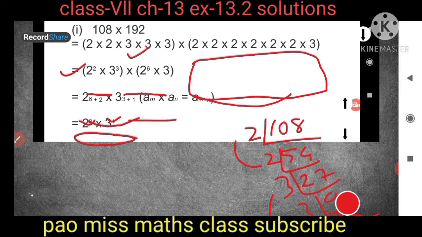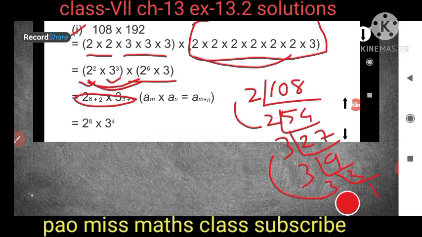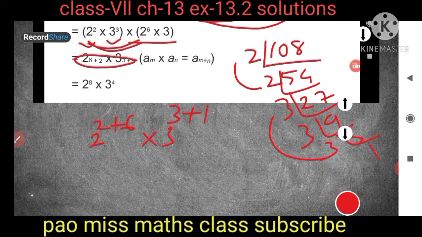So what you will do now, this 2 is the same. That means 2 to the power 2 plus 6, isn't it? 2 to the power 2 plus 6 and multiply with 3 to the power 3 plus 1, and the other one has no power, meaning it will be 1. Now 2 to the power 6 plus 2 is equal to how much? 8, and 3 to the power how much? 3 plus 1 is equal to 4. So this is the answer.